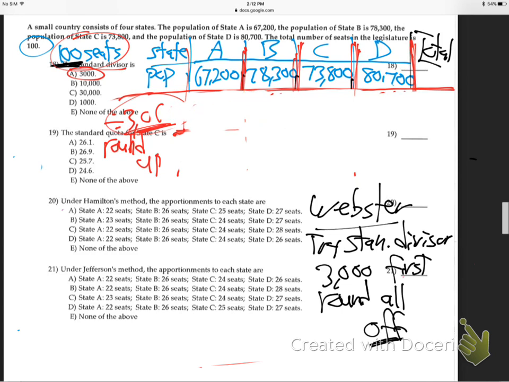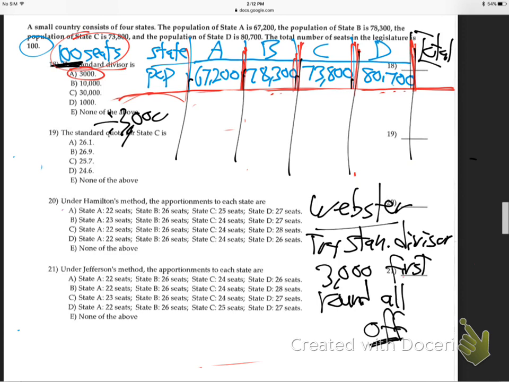All right, let's try it. So I'm going to do Webster, and then I'm going to round off. I'm going to divide by 3,000, the standard. I don't even remember what the numbers were originally. 67,200 divided by 3,000 is 22.4. You're going to get the same numbers we got at first with Hamilton, because you're doing the same original first step.